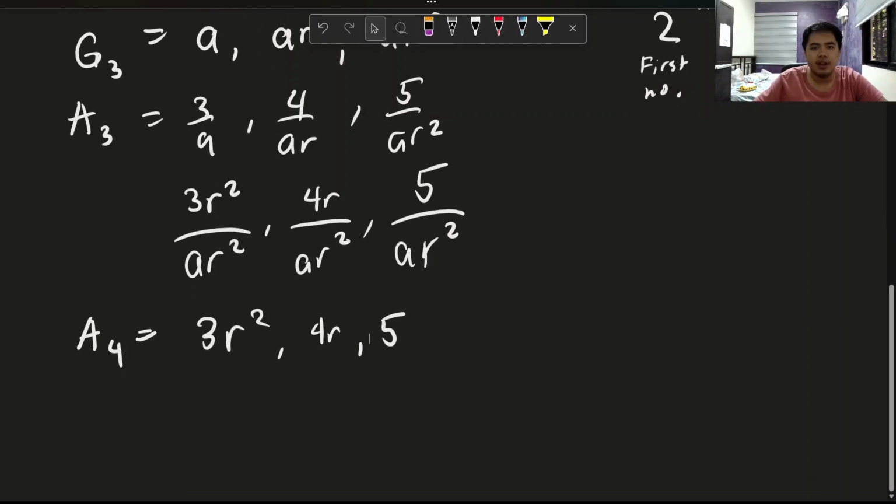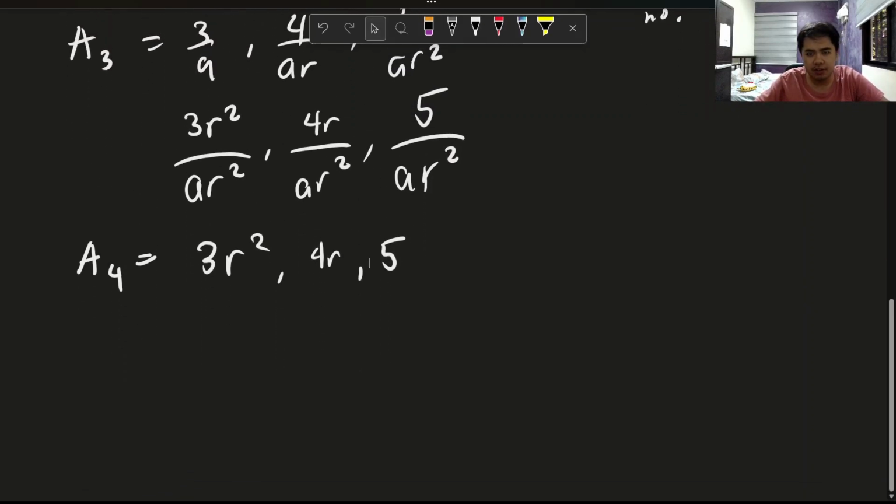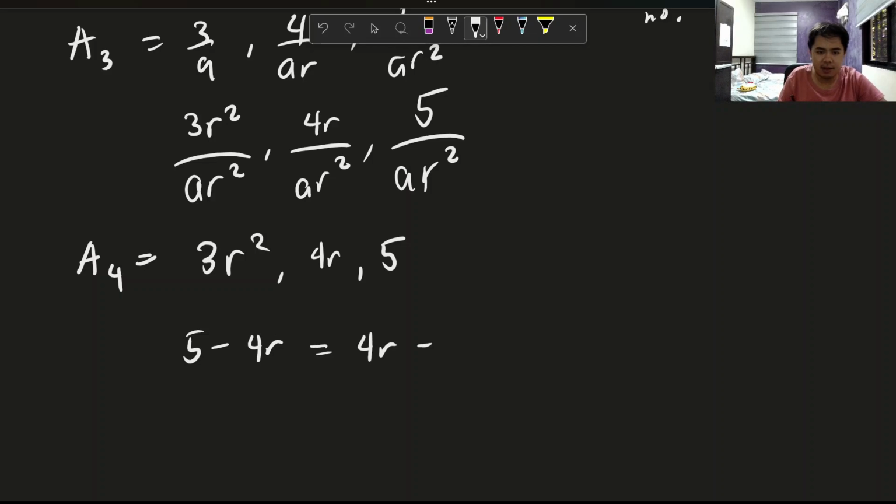Now, an interesting property of an arithmetic sequence is that this minus this is this minus this. So this equality holds true: 5 minus 4R equals 4R minus 3R squared. All right? The proof of that is this.